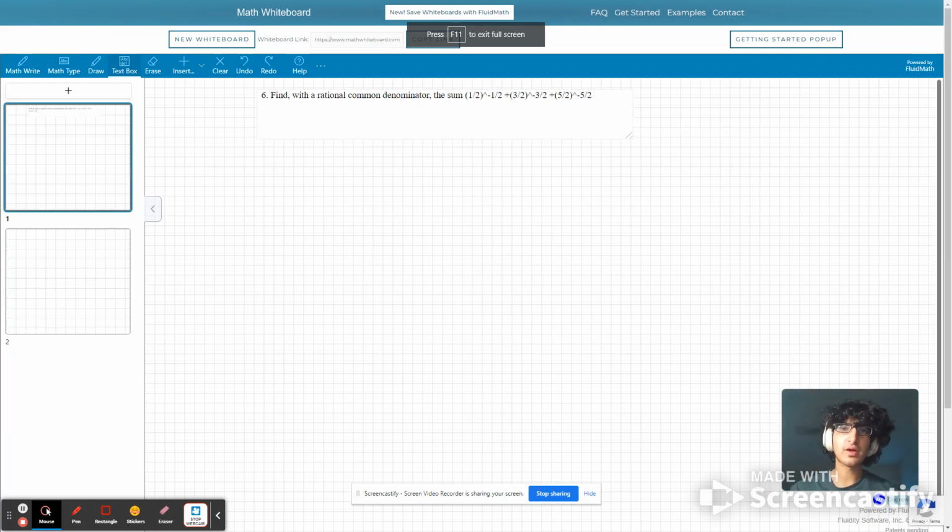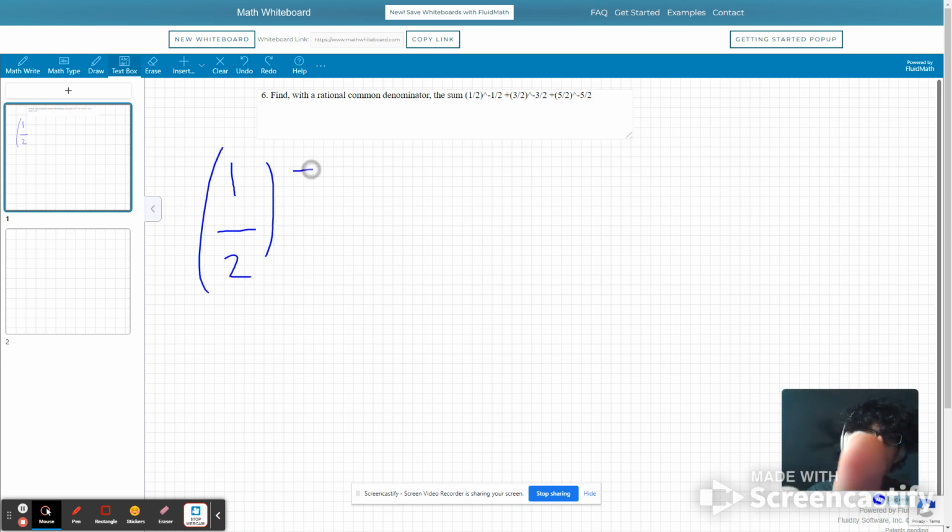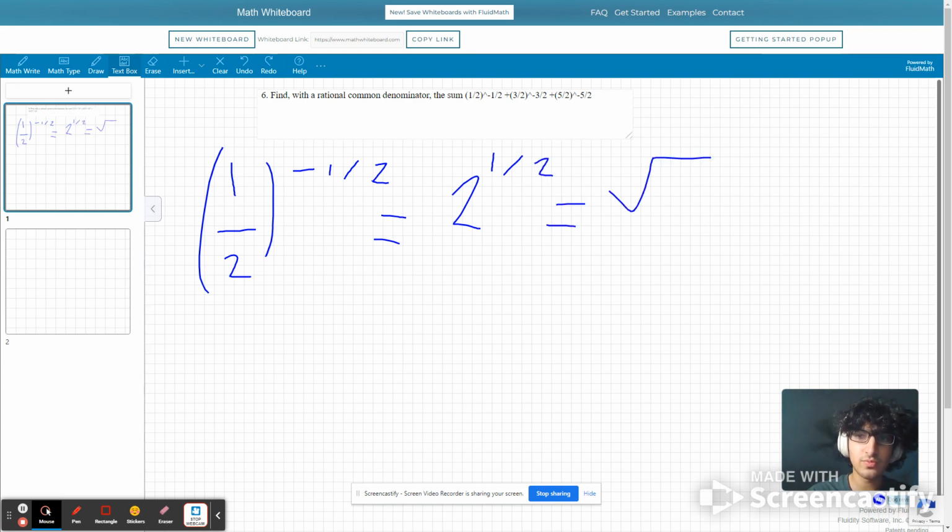Find with the rational common denominator the sum (1/2)^(-1/2) + (3/2)^(-3/2) + (5/2)^(-5/2). So the first step is (1/2)^(-1/2), which is going to be the same thing as 2^(1/2), which is equal to root 2.